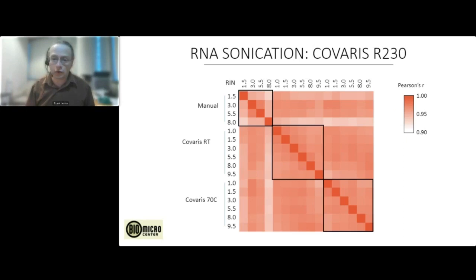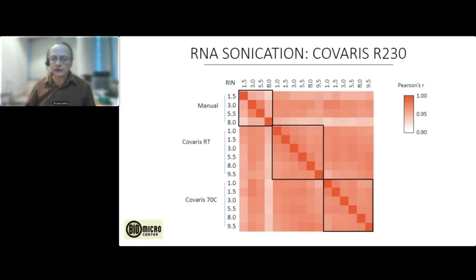Here's just a raw correlation analysis. I will note the scale. This is a technical replicate. All of these should be completely identical. So our white on this scale is 0.9 correlation versus a 1. So these are all highly correlated. We're exaggerating that scale so you can see the difference.